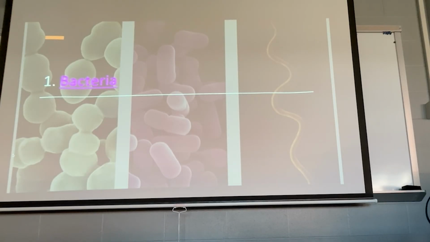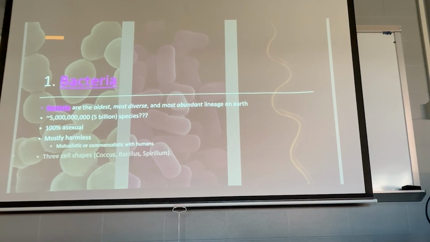Okay, so let's talk about bacteria first. Bacteria are the oldest group. They are the most diverse group, and they're the most abundant group. And it makes a lot of sense because they were the first ones here, right? First ones to occupy the planet, first ones to fill all the niches.